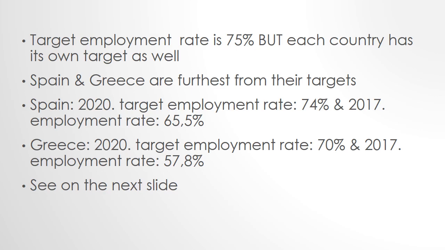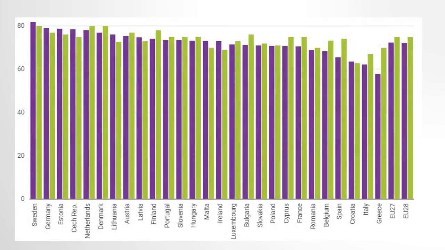Regarding Greece, the target to achieve by 2020 is 70%. In 2017, it was only 57.8%. In this slide, you can see the target and the 2017 employment rates. Some countries like Sweden have already achieved their targets.